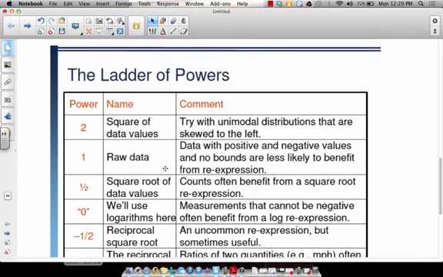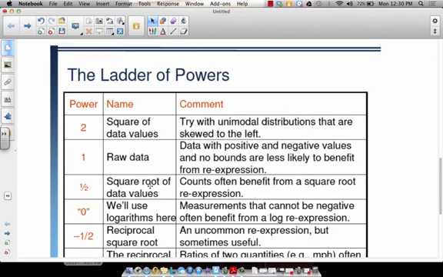Okay, so here's my raw data. This is where I am normally, where we don't have to change anything. So if I move through these ladders, so I look here. If I move up, I take the square of the data values. Well, this will work with unimodal distributions that are skewed to the left. Well, recall that mine actually grows exponentially. It's basically an exponential function. So it doesn't meet this requirement. So then I'm not going to go up. I'm going to try here.